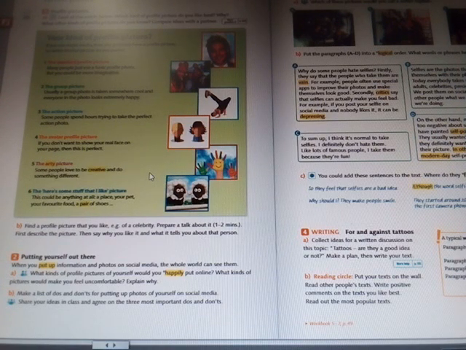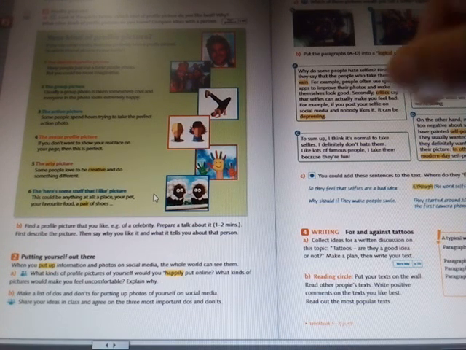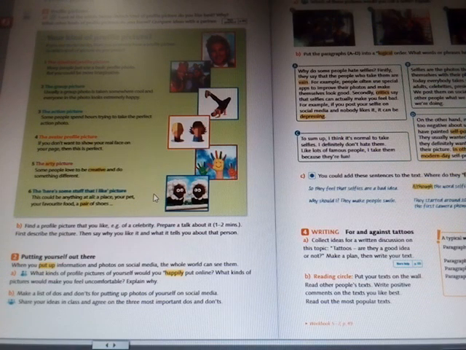Here's some stuff that I like picture. This could be anything at all, a place, your pet, your favorite food, a pair of shoes, whatever. So I have a flower. So going back to the first question that I have asked, why do you think, do I still have the flower, or do I have the writing? Maybe I have the writing. Ha! I used to have a flower. I could have changed it.